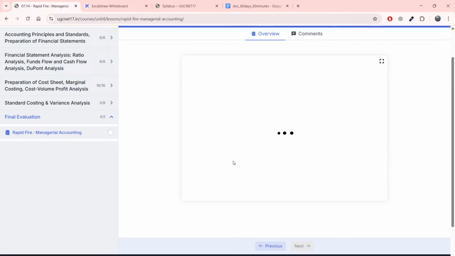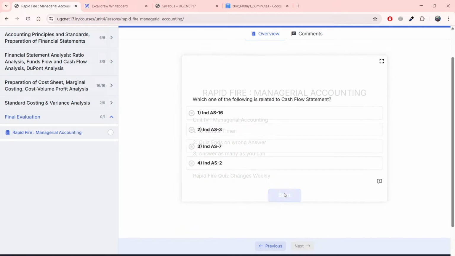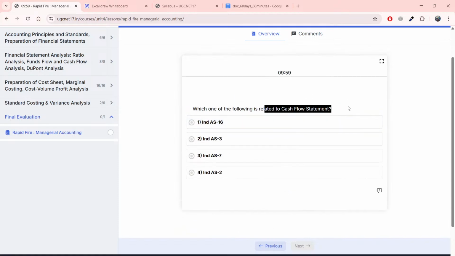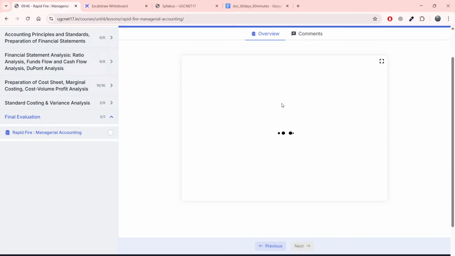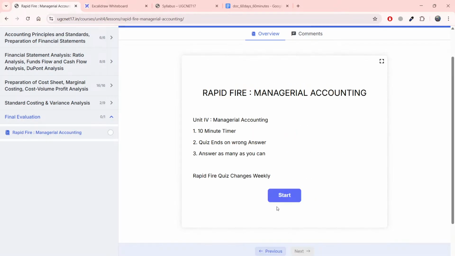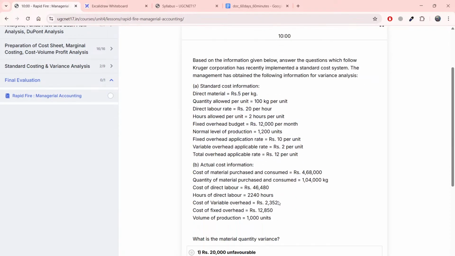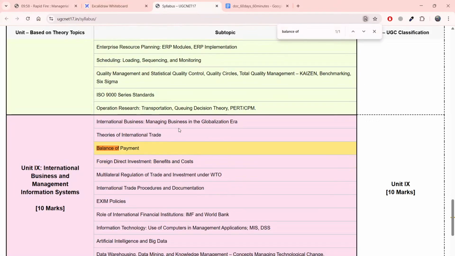Greater than, it should be. This was not covered, we'll have to check. Related to cash flow statements, we know it is IND AS 3 and 7. See, IND AS 3 is cash flow statement, AS 7 is statement of cash flow, so cash flow statement is 7. No, this is wrong, I believe. So we have to check this.